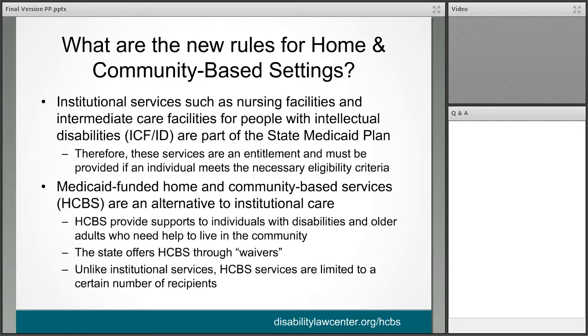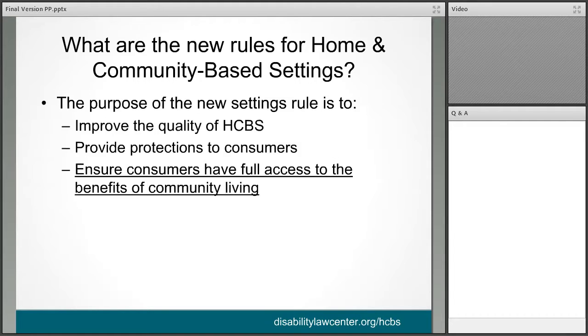But just generally, institutions, some of the characteristics they have are lack of privacy, regimented schedules, and less access to the community. So CMS has said that the two really overarching purposes for the new settings rule are, one, to improve the quality of the home and community-based service system, and two, to ensure consumers have full access to the benefits of community living. So under the new rule, in order for a service to be home and community-based, it needs to be in a setting that gives people real opportunities to work, live, and socialize in the community.